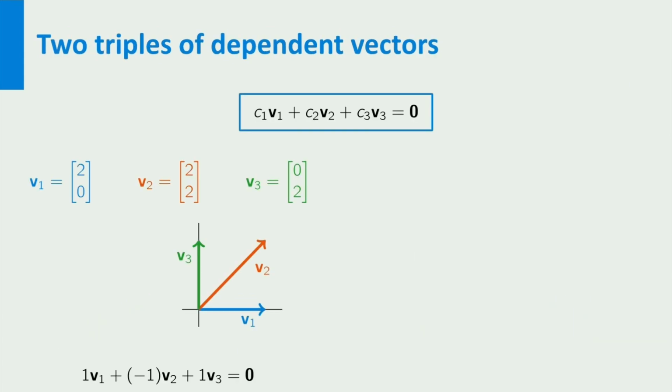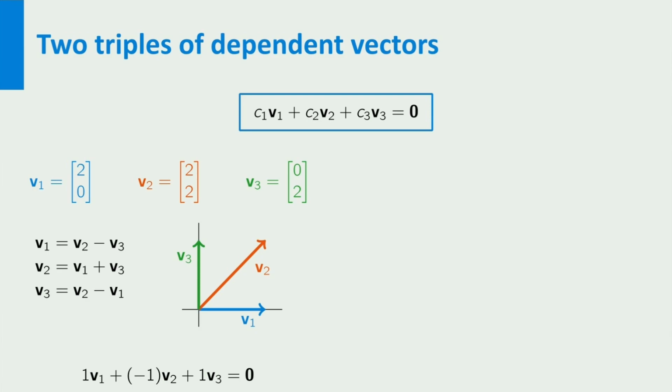In class, you will learn that three vectors in R2 will always be dependent. Consider the example on the slide. Given that v1 minus v2 plus v3 equals 0, the three vectors are dependent. And in this case, we can write every one of these three vectors as a linear combination of the other two.